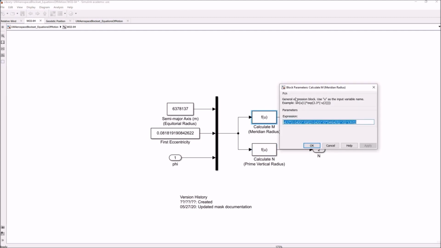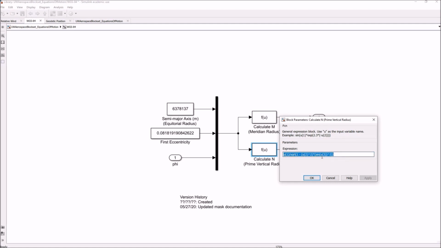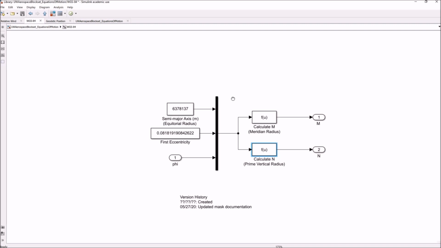I actually used a function block to do this, so you can see this is one way you could do this and make this a little bit easier on yourself. Instead of having to spaghetti wires together and connect sums and products and divides and all that stuff, you can do it all in line in one block using something like this. Similarly, the prime vertical radius, it's just the exact same calculation that we showed on the board. So not that bad. It's pretty simple.